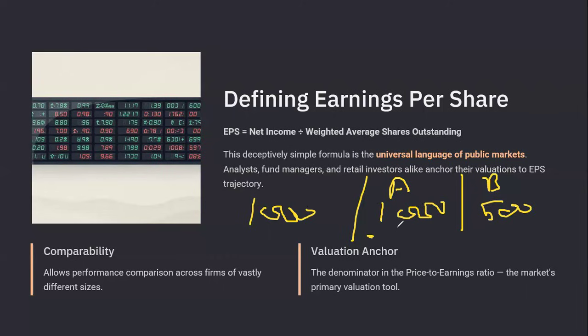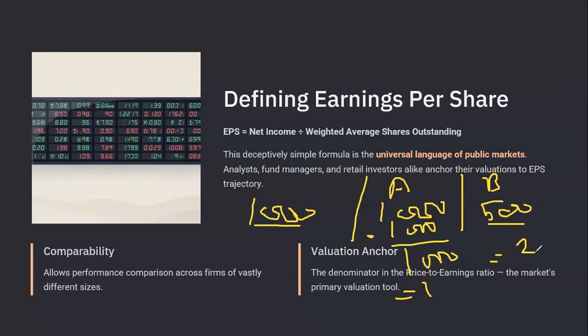So formula is 1000 divided by 1000, my answer will be 1. So in first case, my earning per share will be rupees 1. Take the second example. In second example, my outstanding shares are 500, but they are generating income of 1000. So it means if I divide the 500 to 1000, my earning per share will be 2.